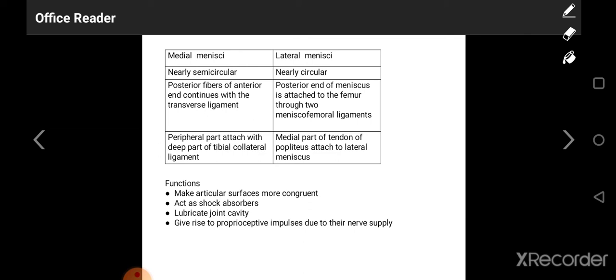The peripheral part is attached with the deep part of the tibial collateral ligament in case of the medial meniscus, and in case of the lateral meniscus, the medial part of the tendon of popliteus is attached to the lateral meniscus.